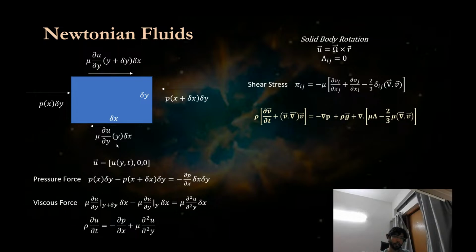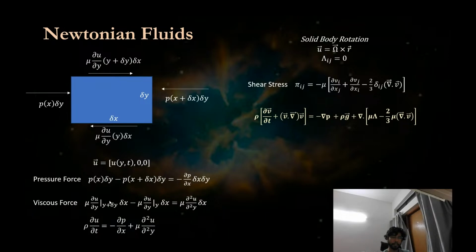Okay. Now let's calculate. If we just consider these two forces, the pressure force and the viscous force, we can see that the pressure force is basically given like this, right? In this total volume, it is like this, and this can be written as dp, del p del x del y, right? So this is the pressure force acting on this surface.